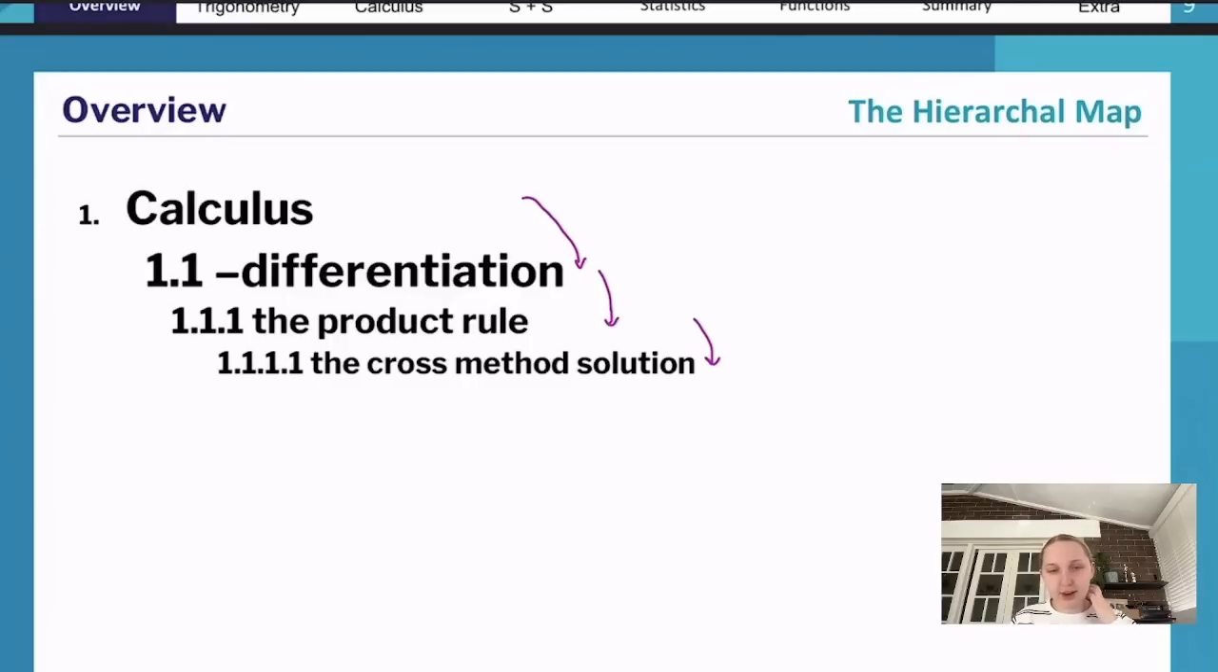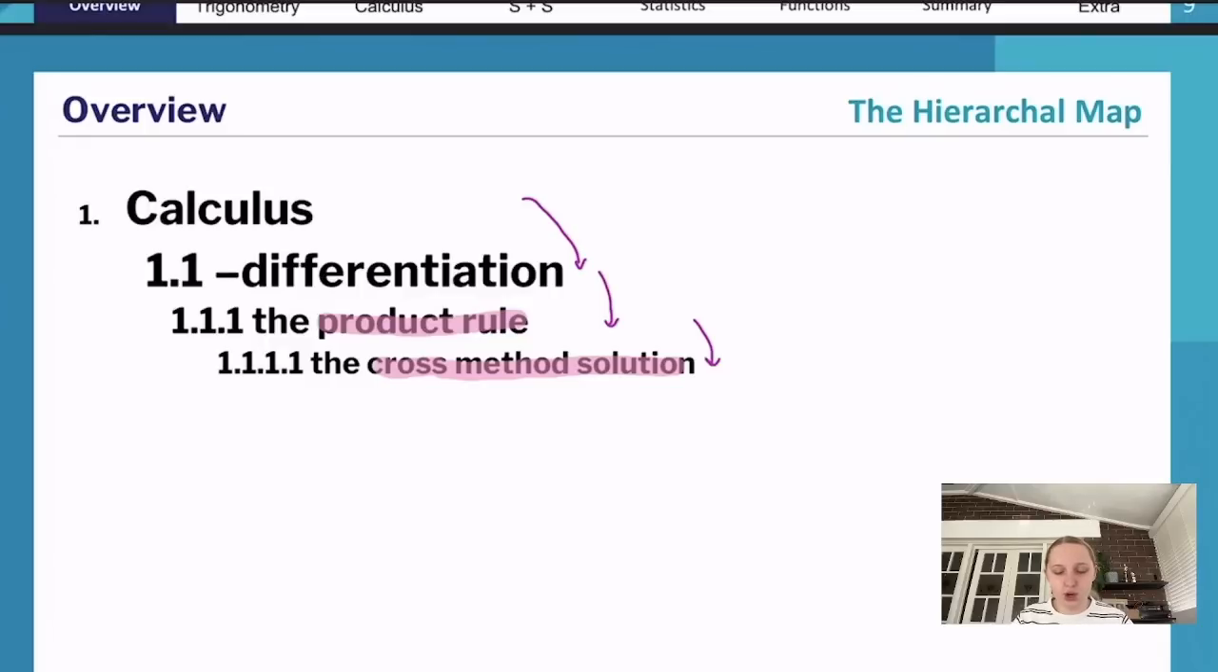So when you're looking at the hierarchical map, the further you get down, the more likely it is that that's what your questions are going to be targeting. What I mean by that is, when you've got calculus, your questions in your exams aren't going to target calculus as a whole. They're more so going to look at the product rule or the cross method solution, right? So the more specific something is, the easier it is for people to write exam questions on those solutions.